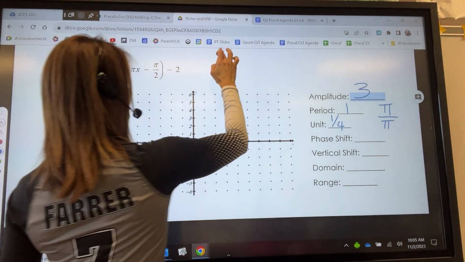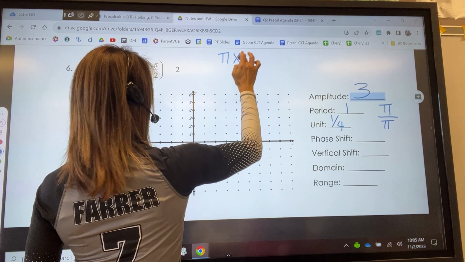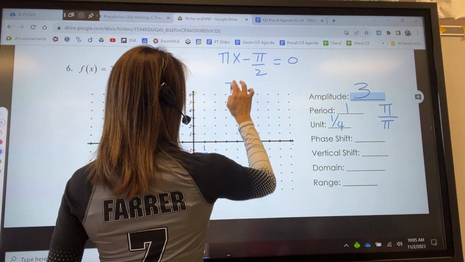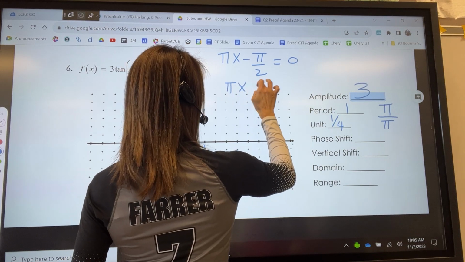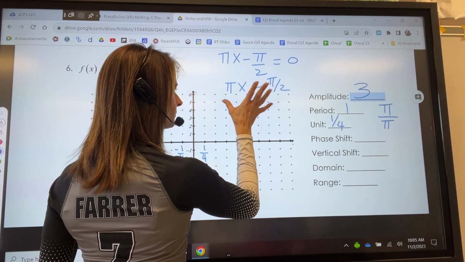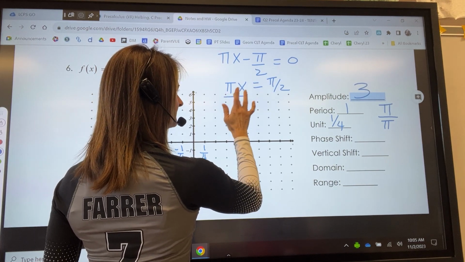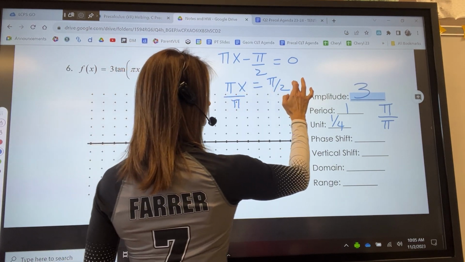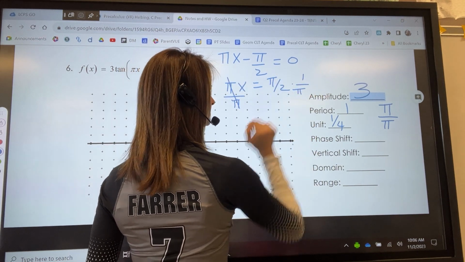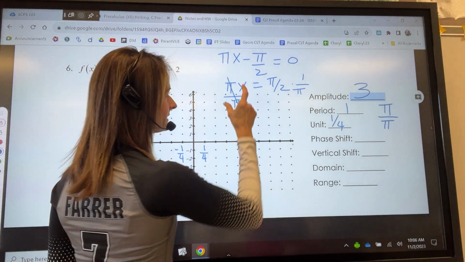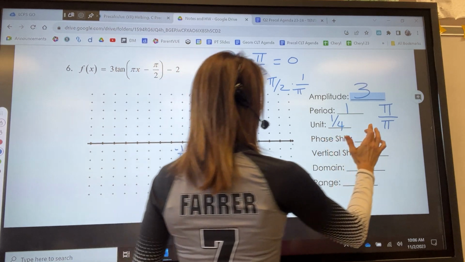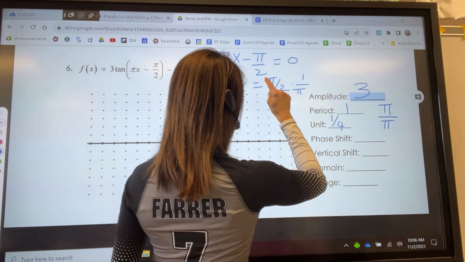Phase shift. I'm going to set my parentheses equal to 0. Okay, from here, I'm isolating the x, and I divide by pi. Those pi's are going to cancel. And so x is just going to be 1/2. Is everybody okay with that? Okay, so x equals 1/2. And it's positive, right? Positive.